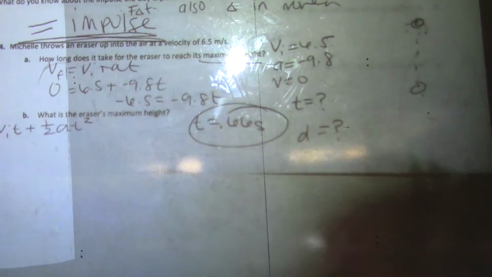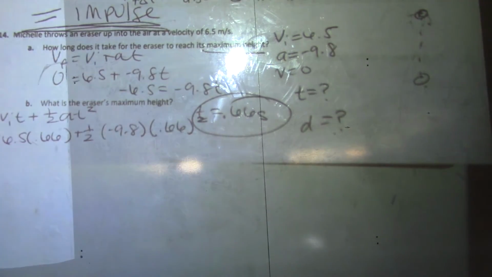I plug into d equals v_i t plus 1/2 a t squared. Initial velocity is 6.5. Time was 0.66. 1/2. Acceleration is negative 9.8, and it's still the same time, 0.66 seconds, squared. Now I think it's like 2 point something. Let's check. So that, yep, is 2.16 meters is your distance.